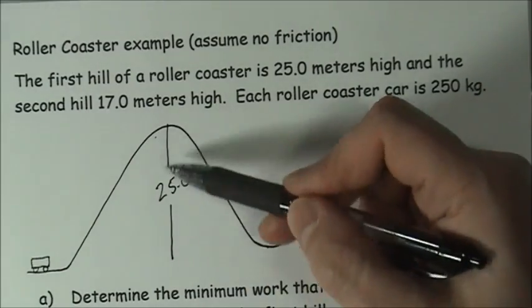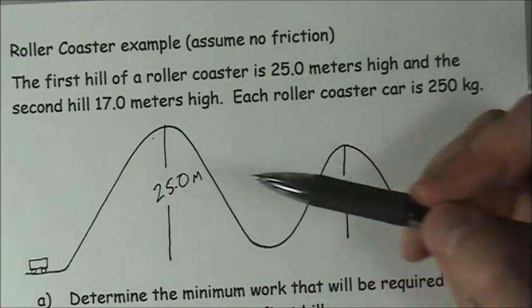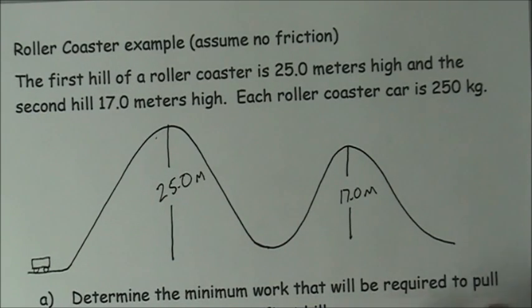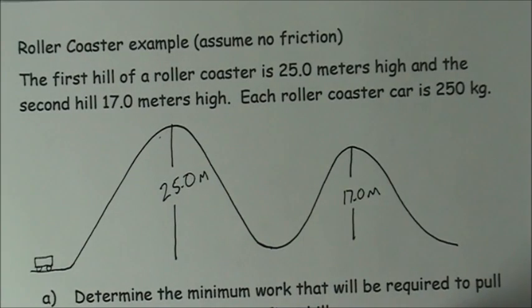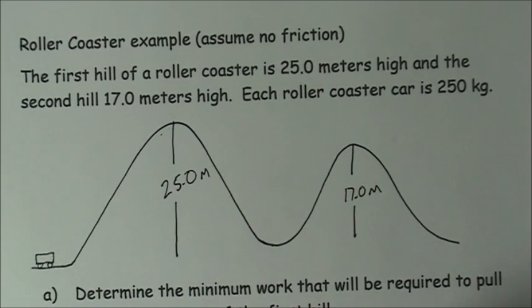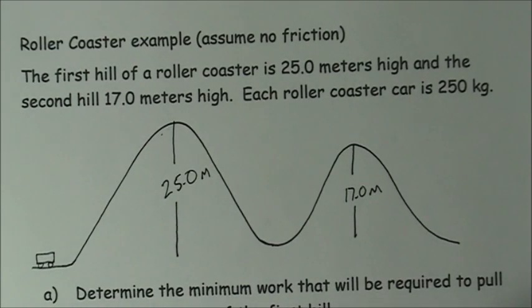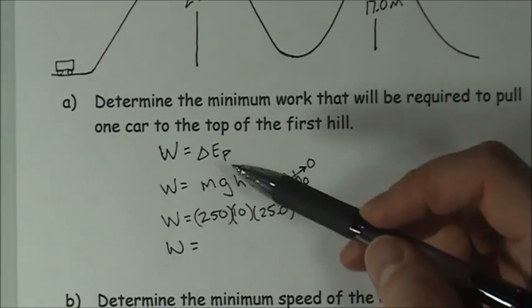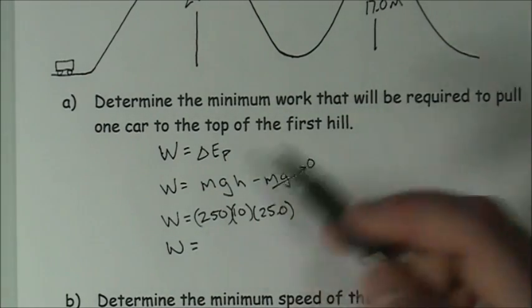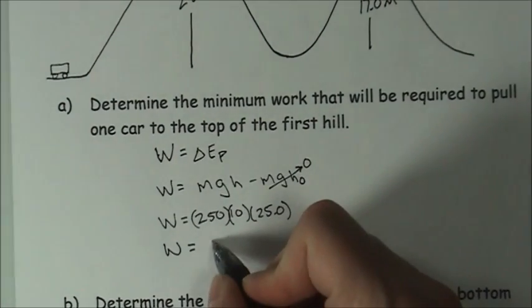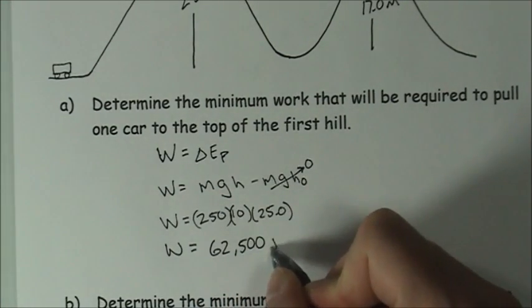So in this case, the potential energy is just the amount that I gained going from 0 at the bottom to the 25 meter tall first hill. So I would say that W was equal to mgh, right? And I would say minus mgh naught, but the initial was 0. So basically all I need to do is plug these in. I set the potential energy equal to the work. I know that the mass cancels out. When we plug in the numbers, we end up with 250 times gravity times the 25 meter tall hill, and that is 62,500. And those would be in units of joules.